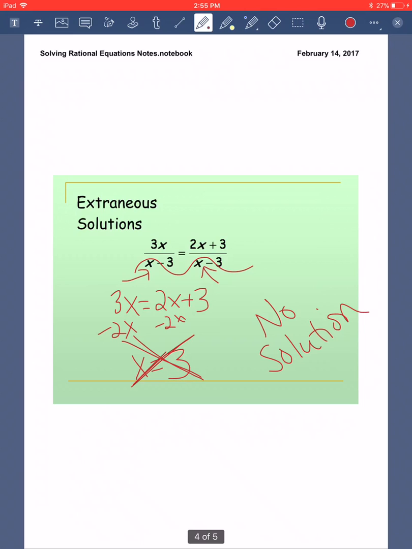Had there been 2 solutions and one of the solutions didn't work, then I would just circle whichever one was correct. Okay, so it's possible that one of your solutions doesn't work, but the other does. It's possible that you can have multiple solutions that don't work. Okay, so always double check your answers.